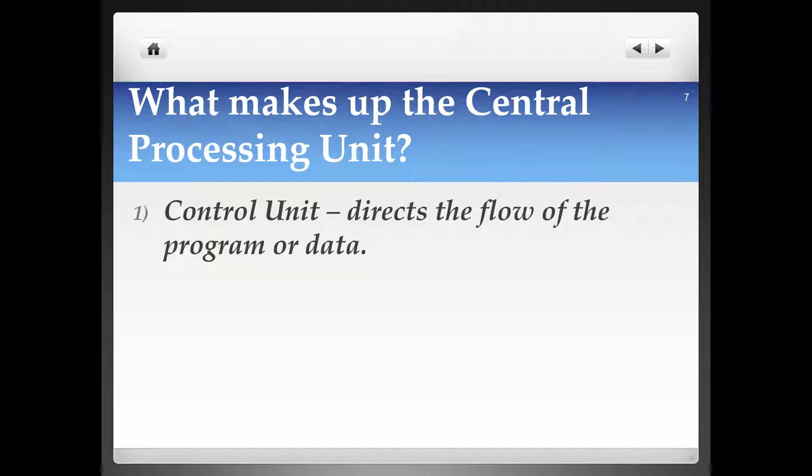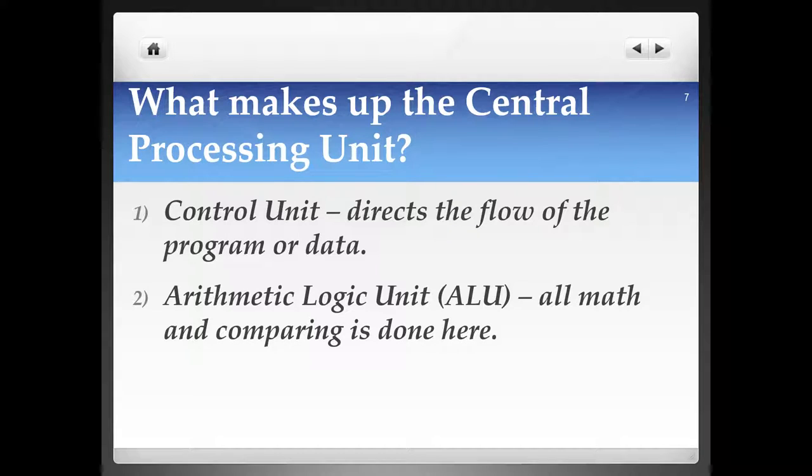And the other function that takes place inside the central processing unit is the arithmetic logic unit, otherwise known as the ALU. This is where all the math and computing is done, and it's not called a computer for nothing. If you don't have an arithmetic logic unit, you don't have a computer. It makes calculations very, very, very fast. In fact, every time a new computer comes out or a new microchip comes out, the speed of the arithmetic logic unit increases.